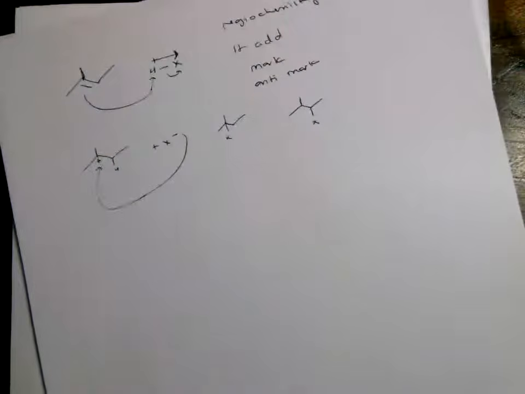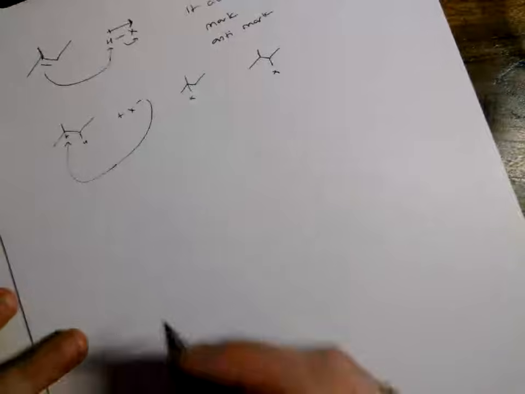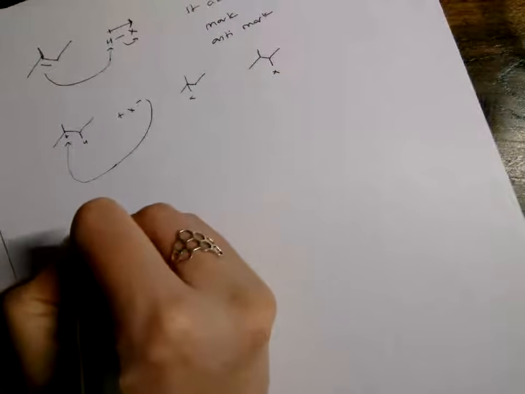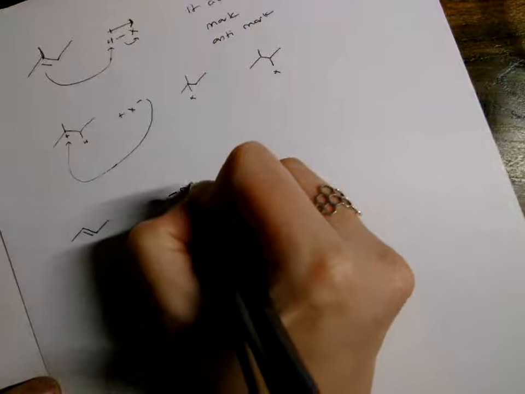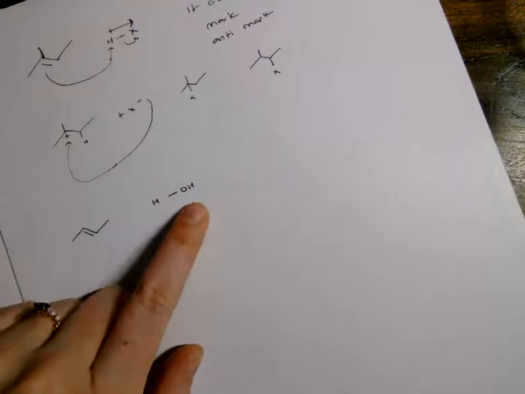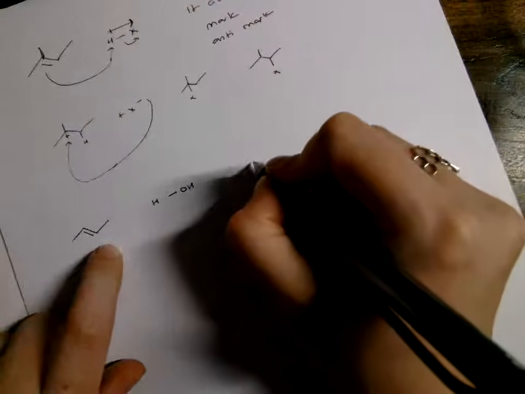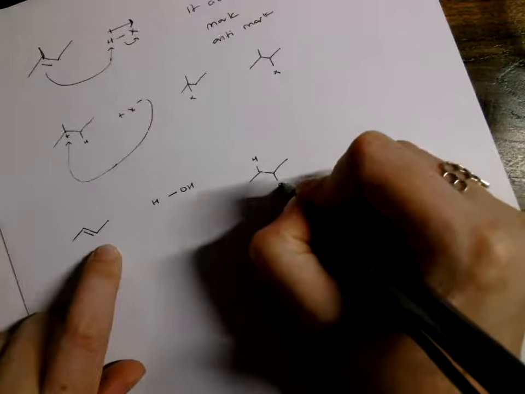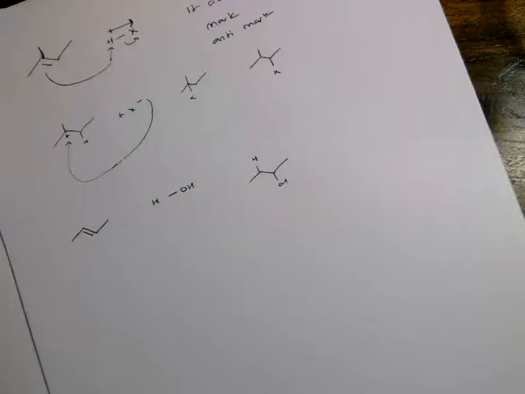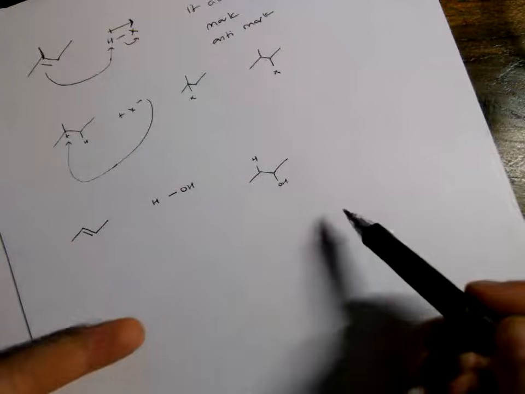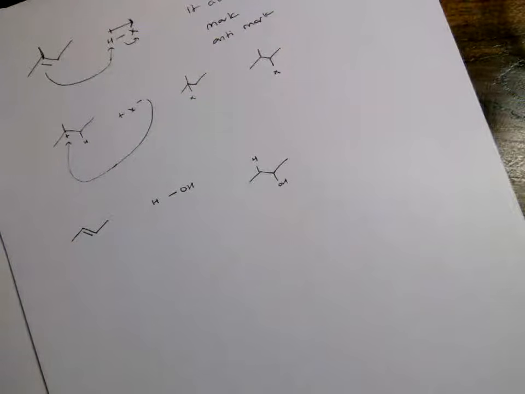So the next thing I want to talk about is adding water across a double bond. If you have water, H2O or HOH, and you add it across a double bond, what that means is you'll get an H on one side and an OH on the other. That's called adding water across a double bond. You can also just say you're creating an alcohol, however you want to say it. But there's three main ways to do that.